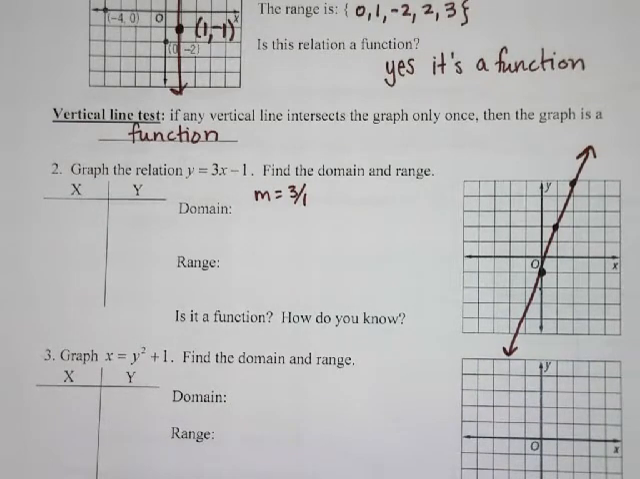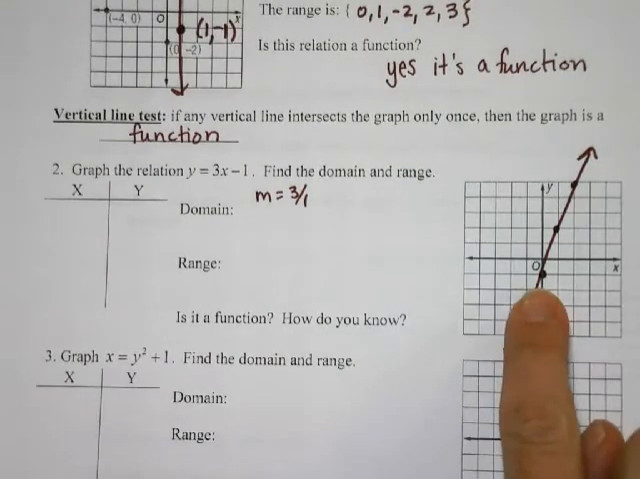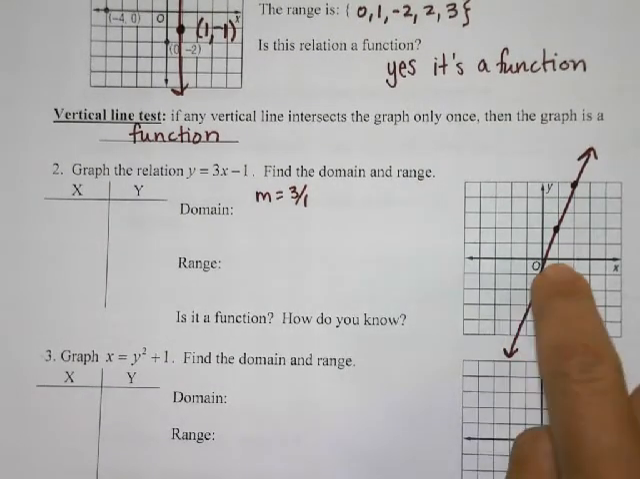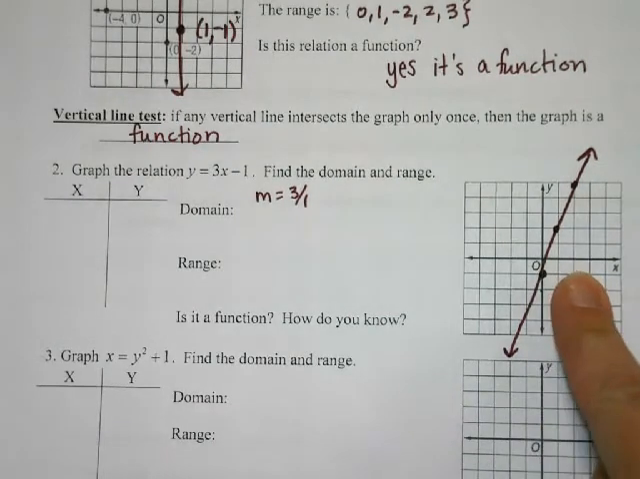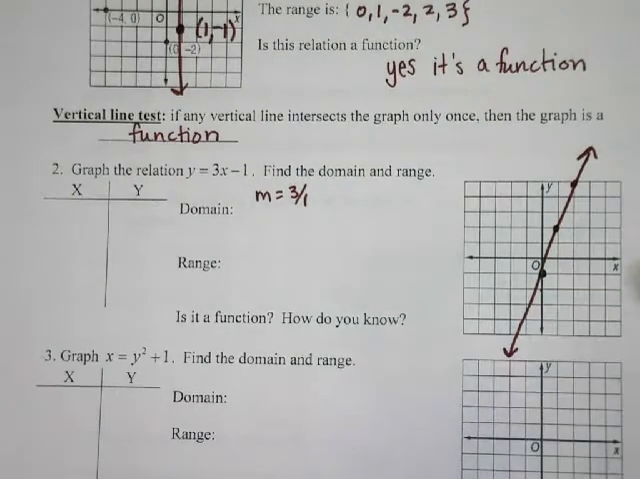Now, if you needed your t-table, we could have filled in our t-table, right? We used the point 0, -1. We used the point 1, 2. We used the point 2, 5. Does that make sense? We could use our t-table if we wanted, but are those the only 3 points on that line? No, how many points are on a line? Infinite number of points, right?